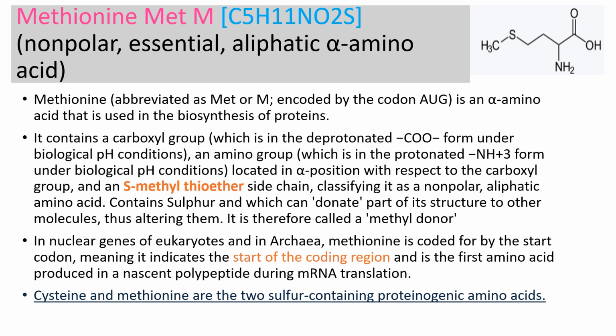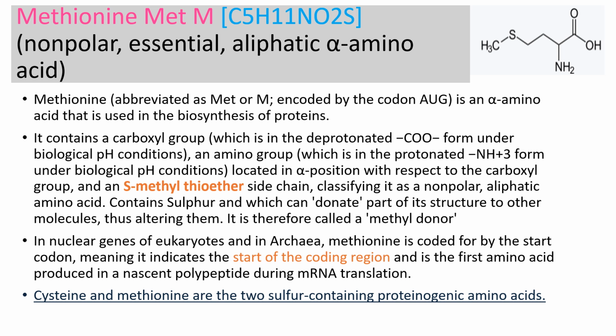It contains a deprotonated carboxyl group and a protonated NH3 amino group under biological pH conditions. It is located in the alpha position with respect to the carboxyl group and the S-methyl thioether side chain. Classifying it as a non-polar aliphatic amino acid, it contains sulfur, which can donate part of its structure to other molecules, thus altering them. It is therefore called a methyl donor.